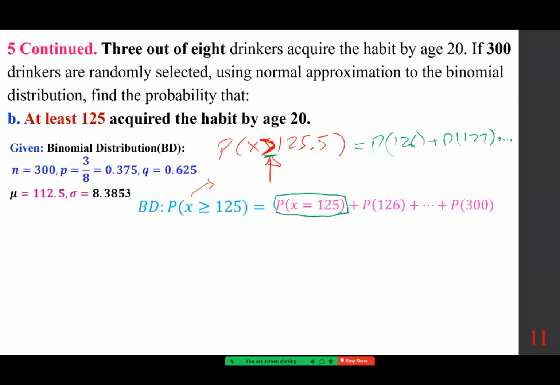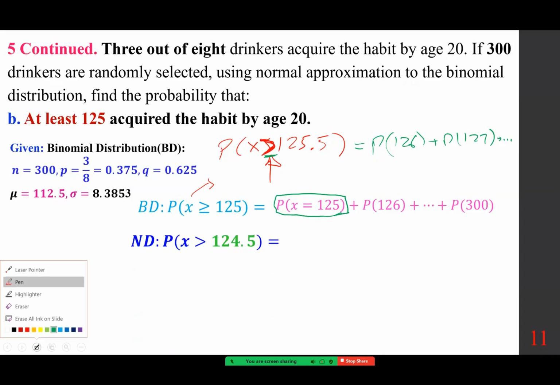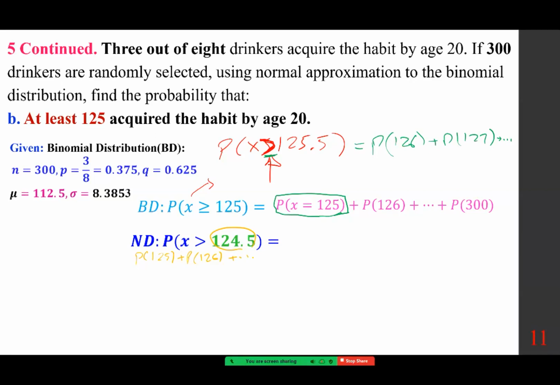I lose the first entry. However, if I change this to 124.5, what happens? Well, larger than, so I want larger than 124.5. That is going to give me the probability of x larger than 124.5: 125 plus 126 all the way to the end. And this will not lose the first one, which is 125. This is the one I'm going to use.